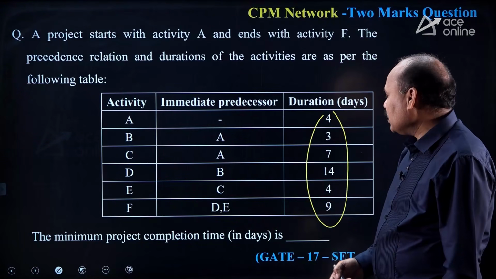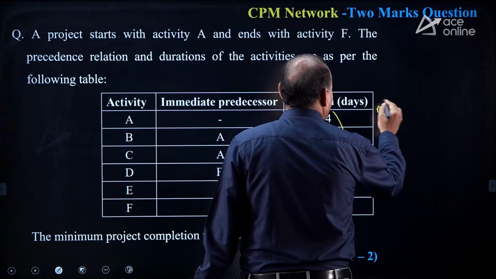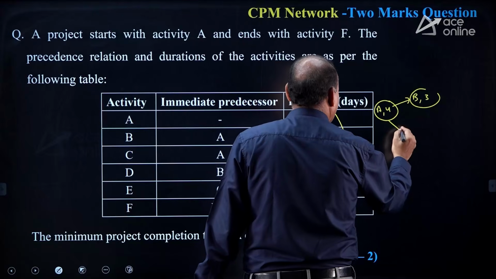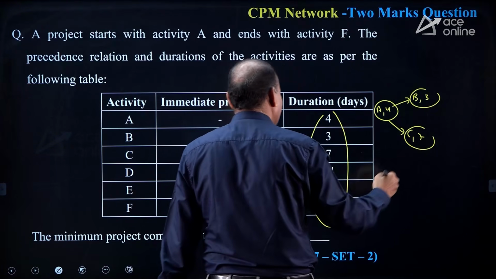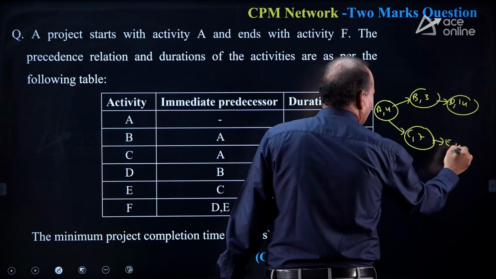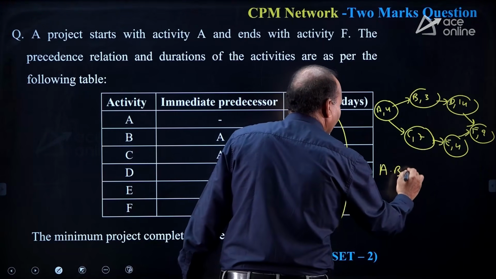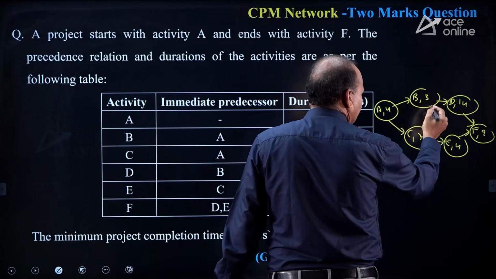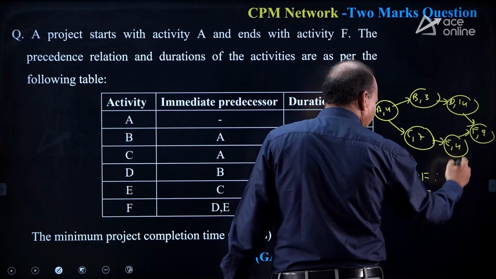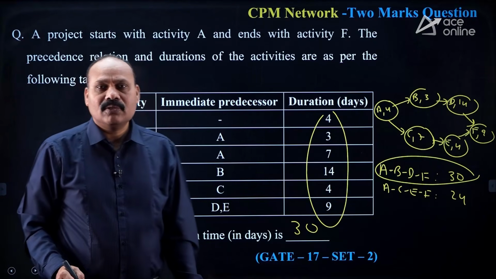Okay, for this question, minimum project completion time. So, which diagram are you going to use? AON diagram. It is simple. A has no condition. B after A. C after A. D after B. E after C. F after D, E. A, B, D, F: 7, 21 plus 9, 30. A, C, E, F: 11, 15 plus 9, 24. Critical path is 30. So, what is the answer here? Minimum project completion time is equal to 30 days.